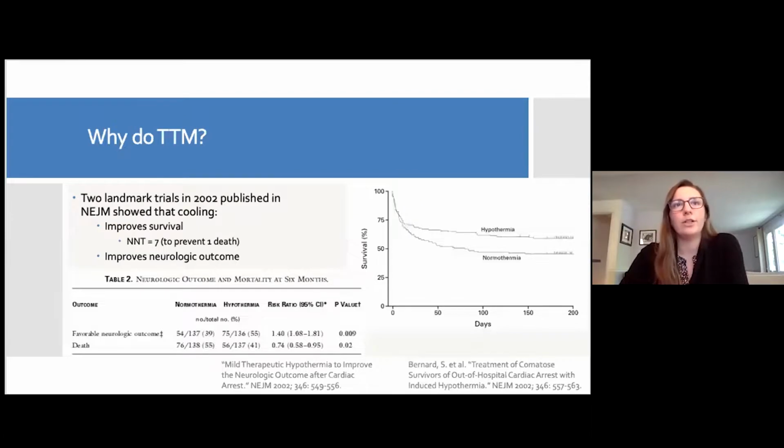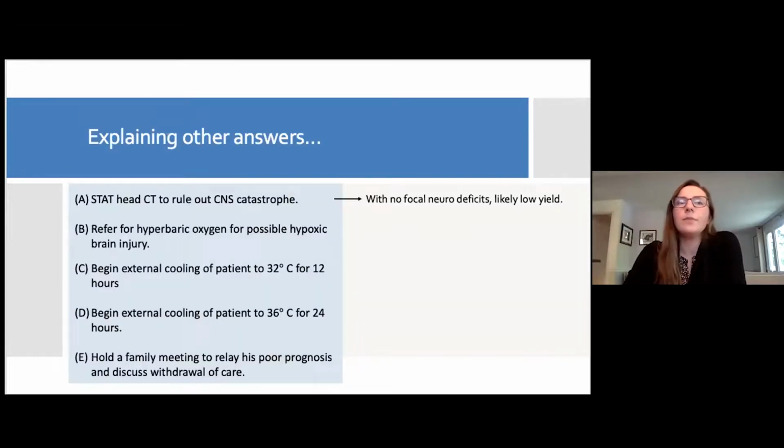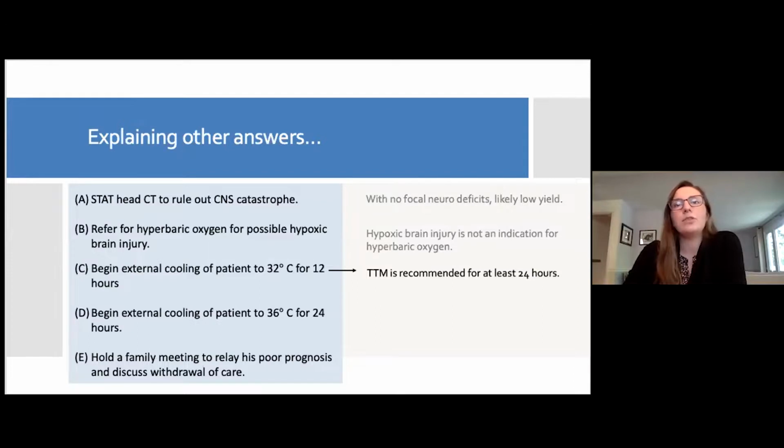Why do we do targeted temperature management? So in 2002, there were 2 landmark trials published in New England Journal that showed that cooling improves survival and improves neurologic outcome. When we think about the other answers, the STAT head CT with no focal neural deficits, this is probably low yield. There is no indication for hyperbaric oxygen. This is incorrect because of the timing, should be at least 24 hours.